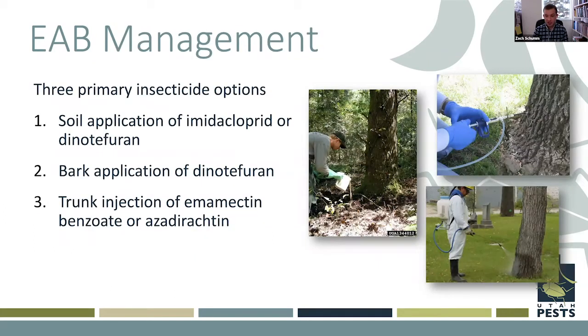So in regards to insecticides, there are many available. And you'll notice that I probably don't talk about this a ton because we haven't detected it here in Utah, and we don't want to really spray anything without confirming that emerald ash borer is actually here. So there are three main insecticide options.